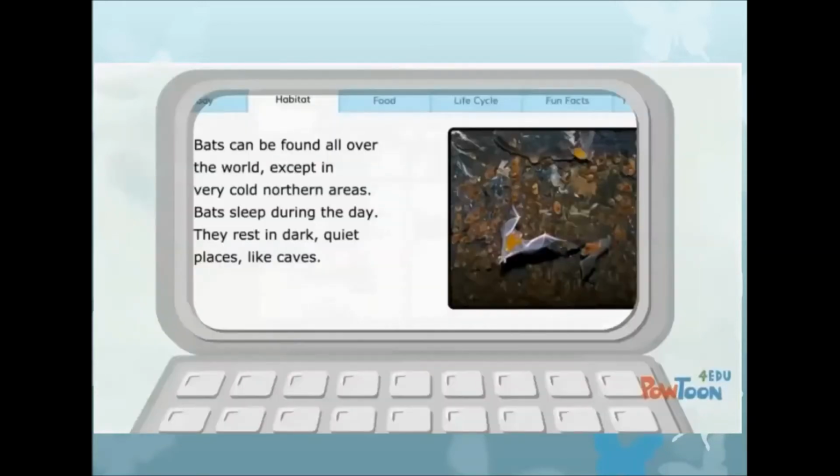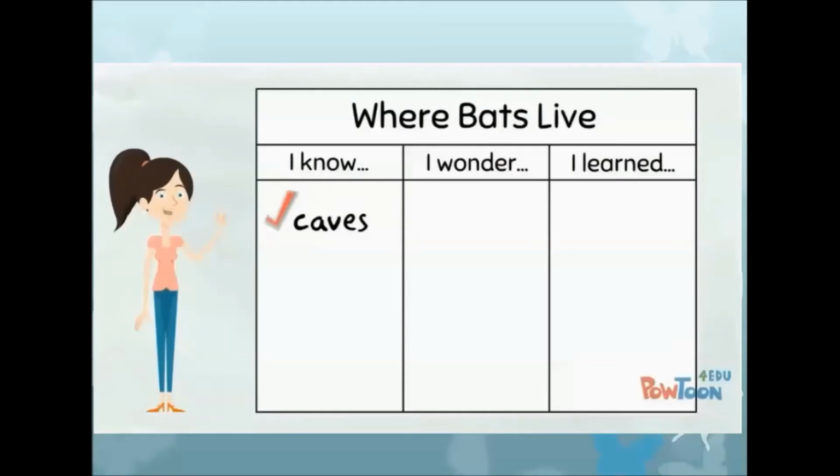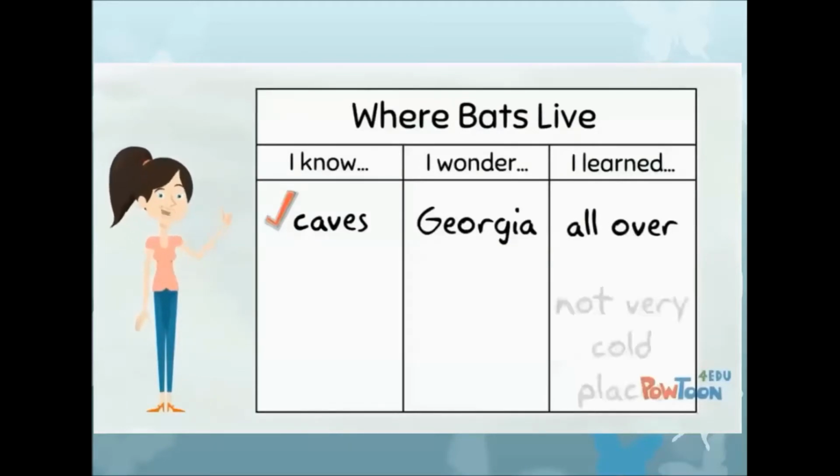Their next page is about bats' habitats. It says, bats can be found all over the world except in very cold northern areas. Bats sleep during the day. They rest in dark, quiet places like caves. I already knew that they lived in caves. I was wondering if they lived in Georgia, where I live, and it sounds like they do. They live all over the world except in very cold places.